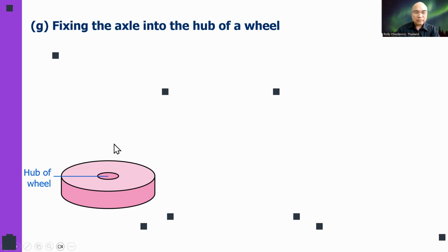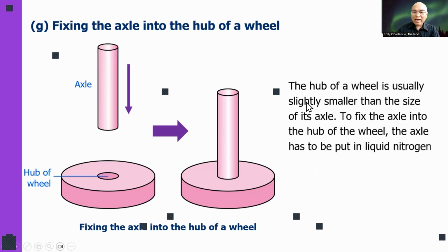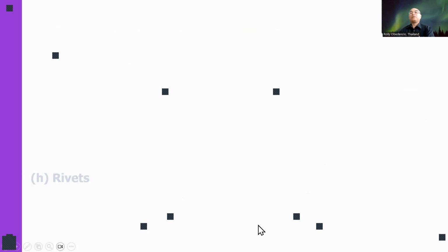Now, fixing the axle into the hub of a wheel. The hub of a wheel is usually slightly smaller than the size of its axle. To fix the axle into the hub of the wheel, the axle has to be put in liquid nitrogen at minus 190 degrees Celsius to cool it so that it contracts until it can be fitted into the hub. So this is smaller, this is bigger, right? So it has to cool down to fit into this. This is fixing the axle into the hub of a wheel.